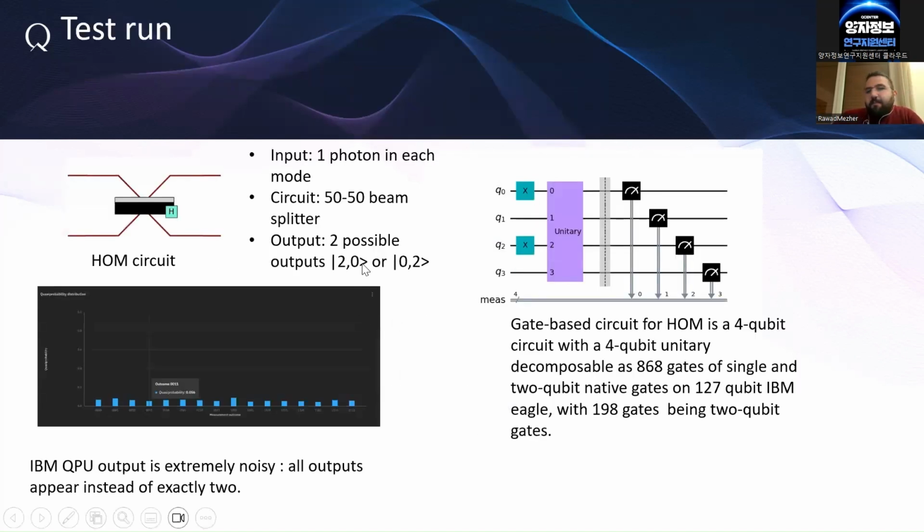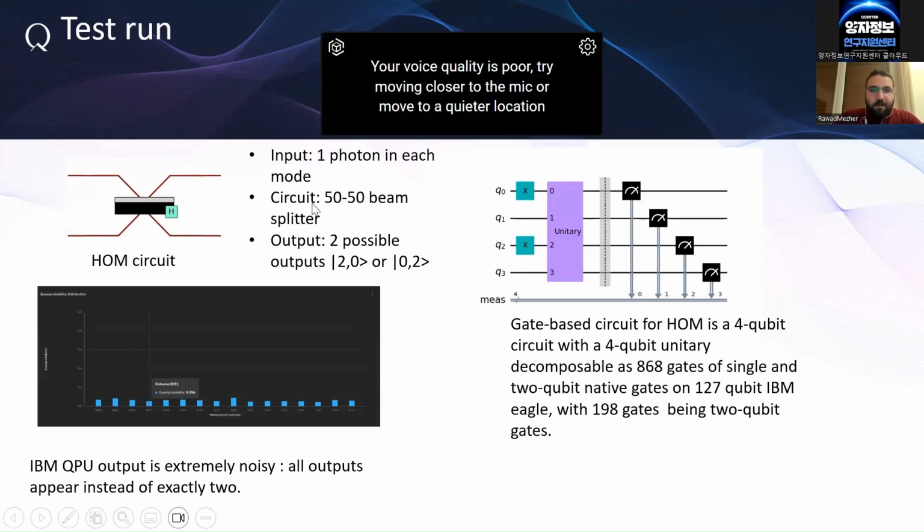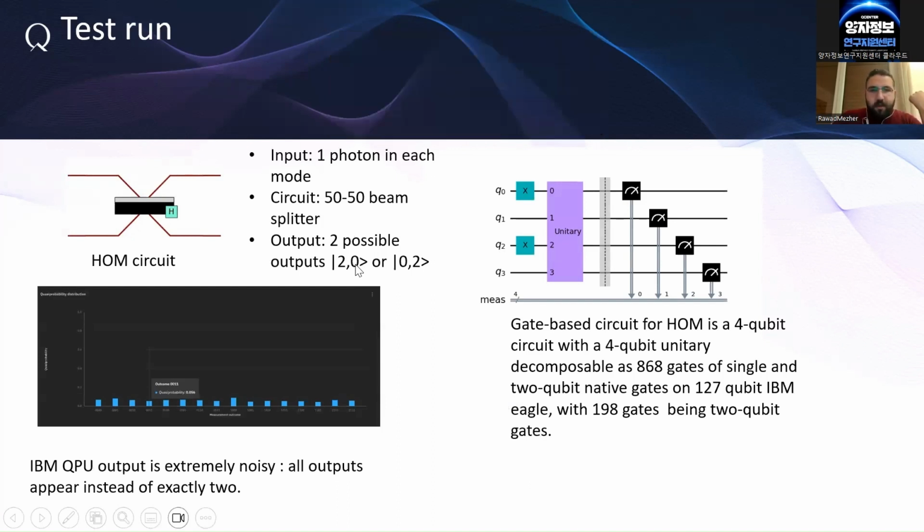And so, just to give you an example of why this is interesting. You saw the HOM effect earlier. The input is one photon in each mode. The circuit is just a 50-50 beam splitter, and the output is one of two: either two go here or two go here.